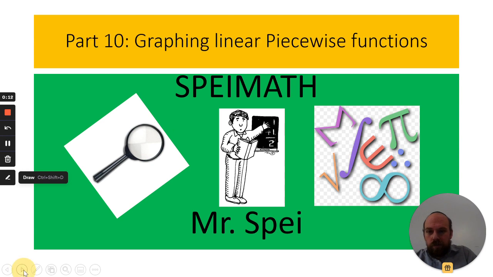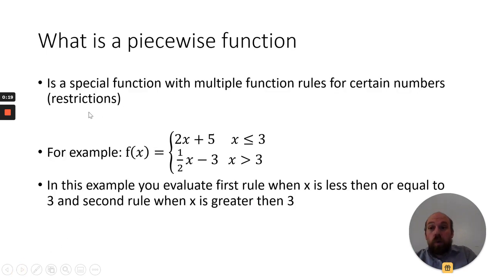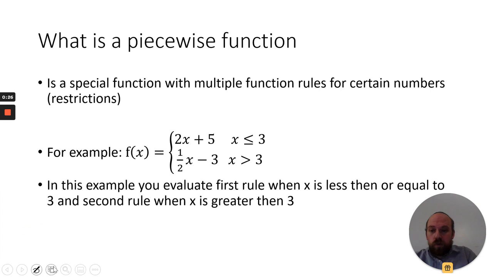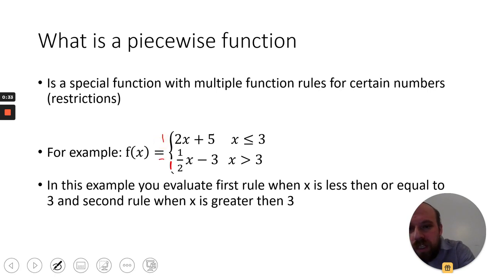This will be the last lesson in Unit 2 on piecewise linear functions: graphing linear piecewise functions and evaluating linear piecewise functions. So, what is a piecewise function? A piecewise function is a special function where you have a different rule based on which number you're working with. In this case, you have two rules for this function, rule 1 and rule 2. Use the first rule when x is less than or equal to 3, and use the second rule when x is greater than 3. So let's try a few numbers.